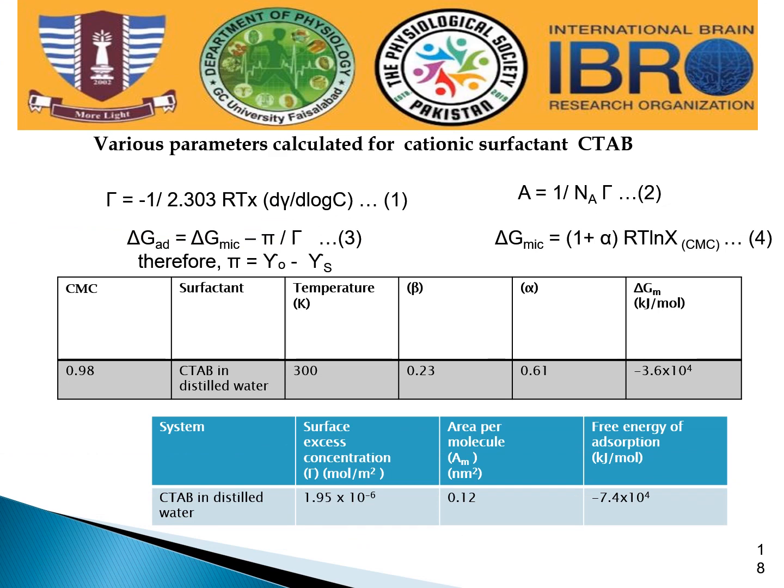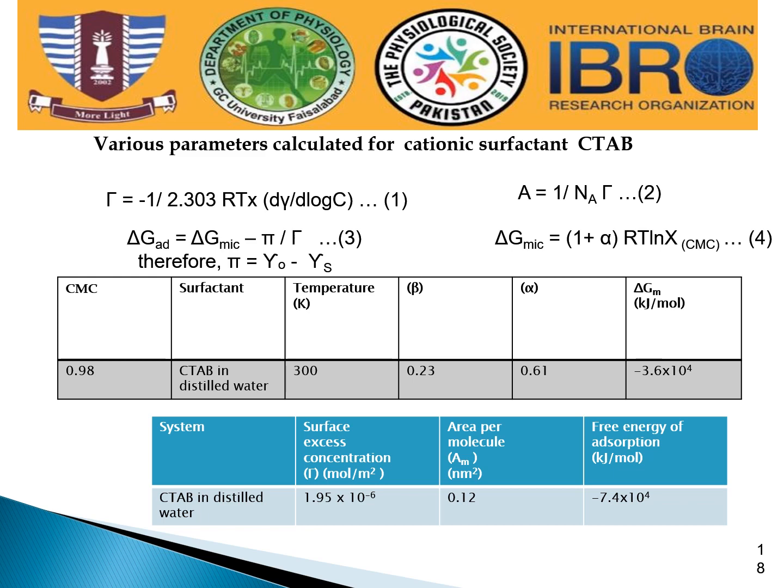We calculated various parameters for the cationic surfactant system: surface excess concentration, area per molecule, Gibbs energy of adsorption and Gibbs energy of micellization. For CTAB, the calculated CMC value is 0.8 millimolar, measured at 300 degrees, whereas the degree of ionization is 0.23 and the degree of counterion binding is 0.61. We observe a negative Gibbs energy of micellization, minus 3.6 times 10 to the power 4, which shows that the process is thermodynamically feasible.